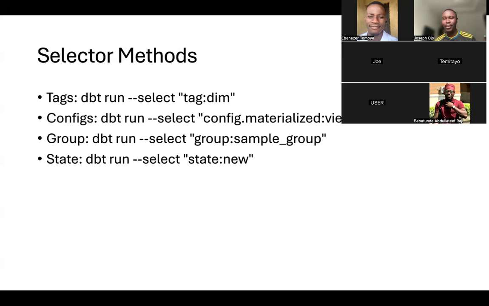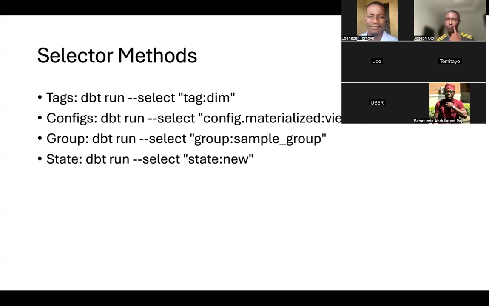And the last one that we're going to be talking about is called state. This is something that we should know because this can be one of the ways that we save costs while using DBT. So imagine now that in a large project, you created some new models and you need to run only these models. So how do you do it?